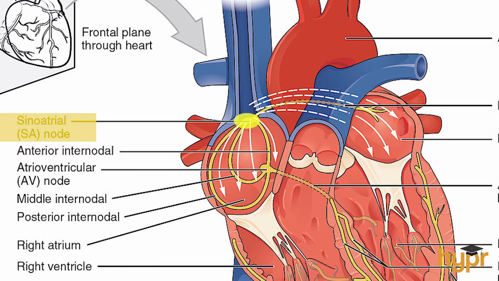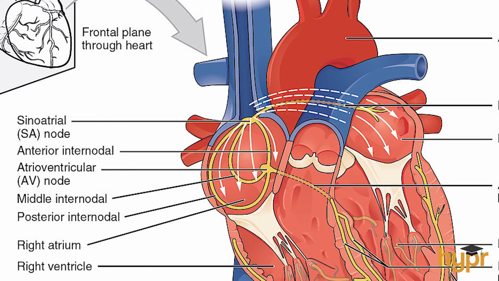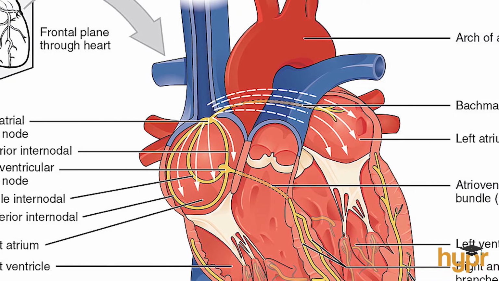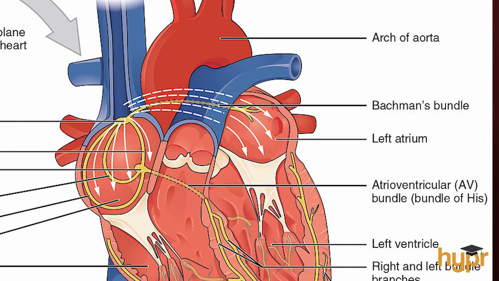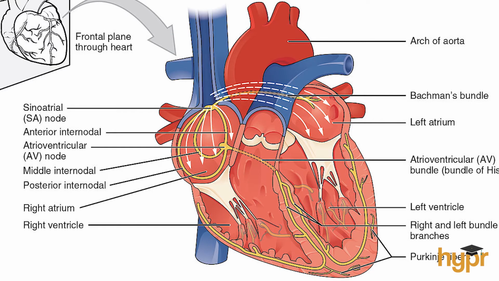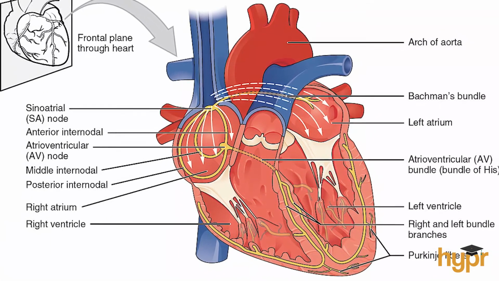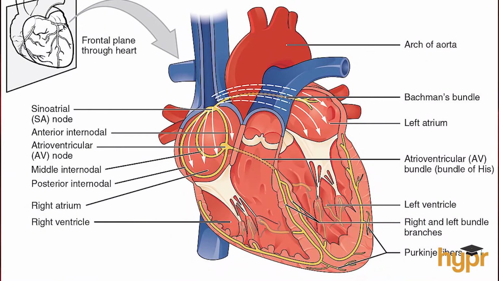Once its impulses are generated, they will be spread along three internodal tracts, anterior, middle, and posterior, in the right atrium, and one Bachmann's bundle to the left atrium. All of this facilitates the simultaneous contraction of both atria. The internodal tracts from the SA node converge onto the atrioventricular node, also referred to as the AV node, which is found right above the AV valves.